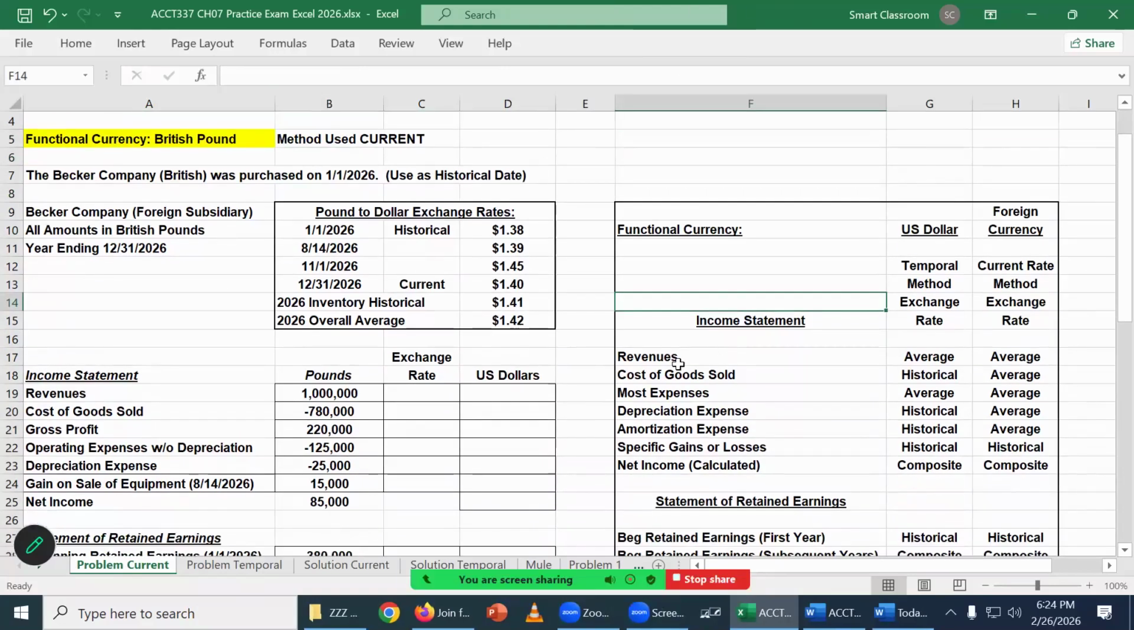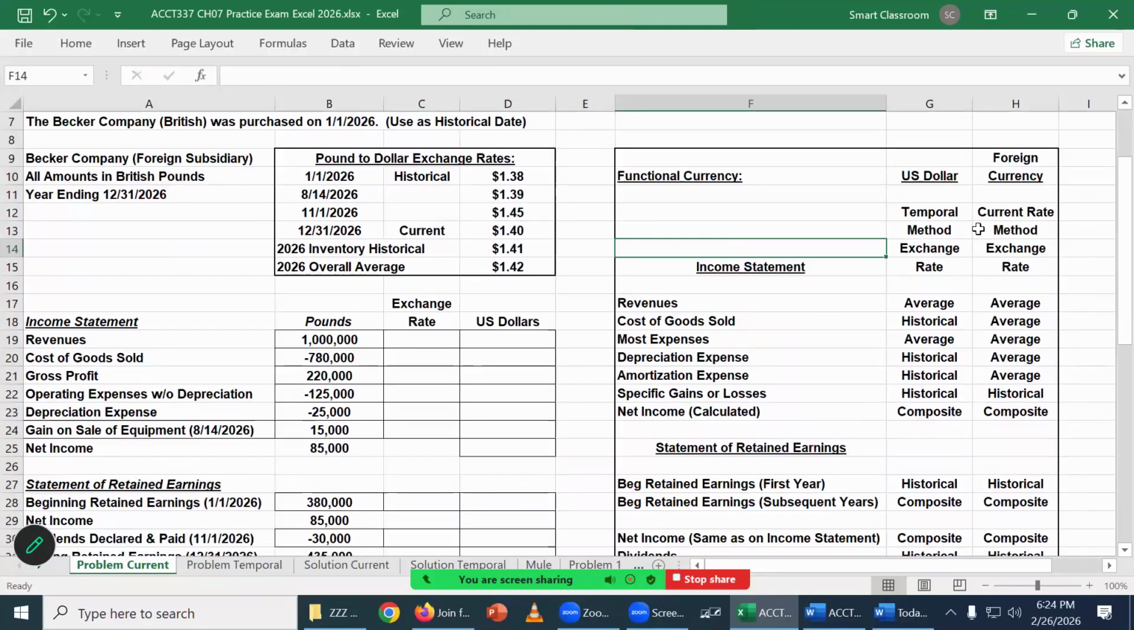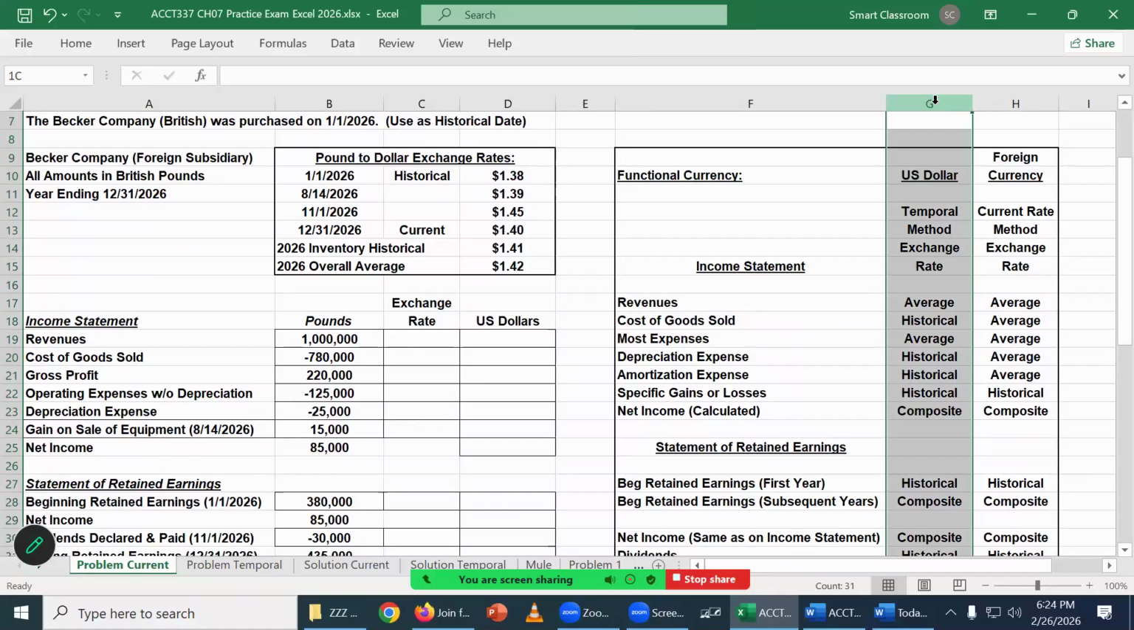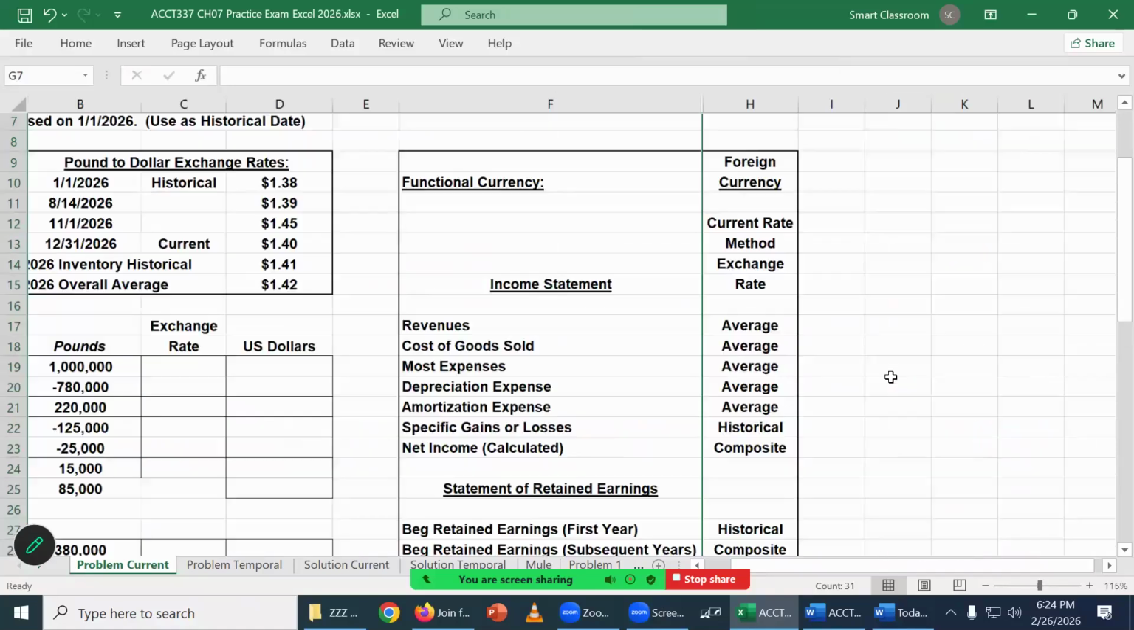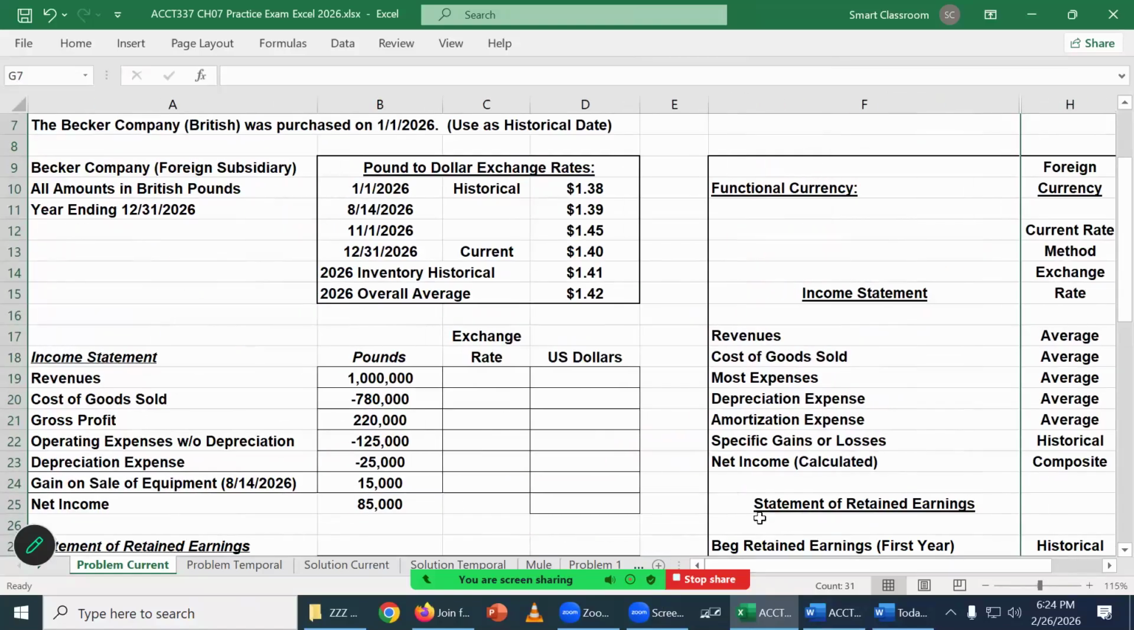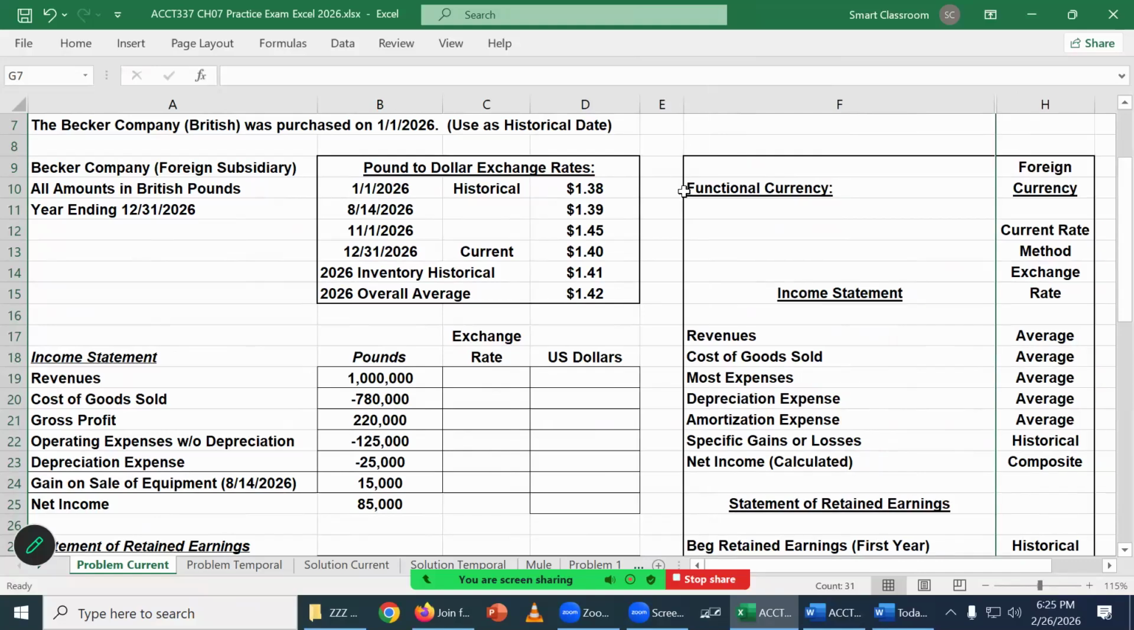All right. So let's see. I'm going to highlight the current method. Actually, I won't highlight it. I will hide the other stuff. Okay. So let's go ahead and get started. The revenues, which rate do we use? Average. We're going to have an average throughout the year.